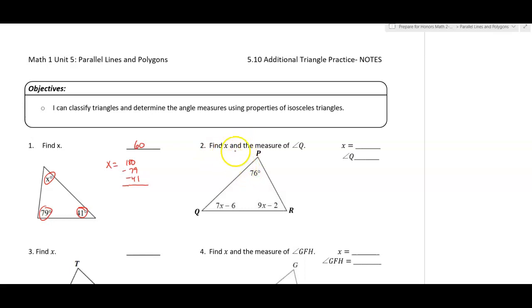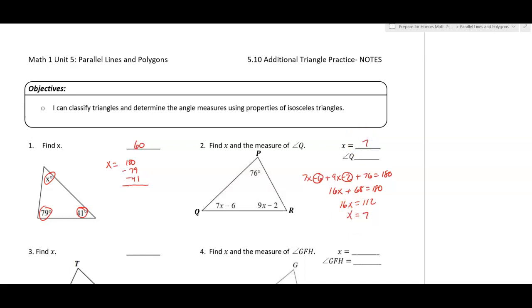For 2, what I would do here is all three angles again add up to 180. So 7x minus 6 plus 9x minus 2 plus 76 degrees adds up to 180. So you have 16x, then that's going to give you negative 8 plus 76 is going to give you plus 68 equals 180. Now subtract 68 from both sides. 16x equals 112. Divide by 16, and x is equal to 7.